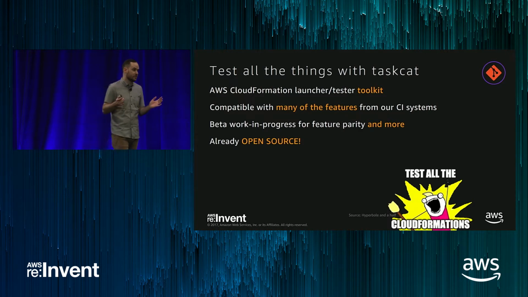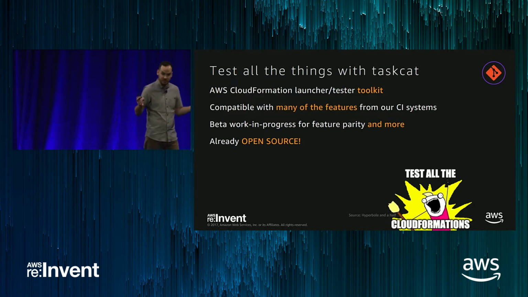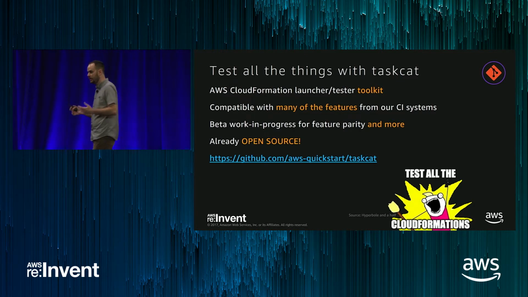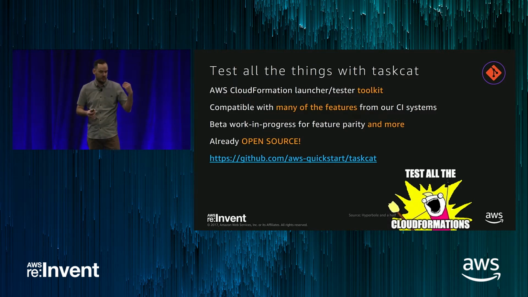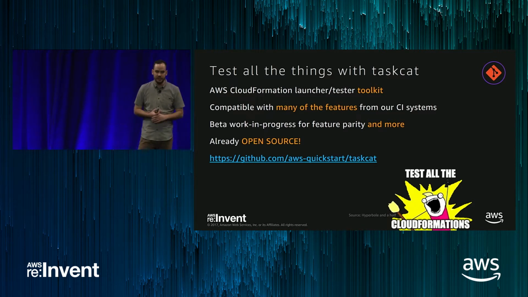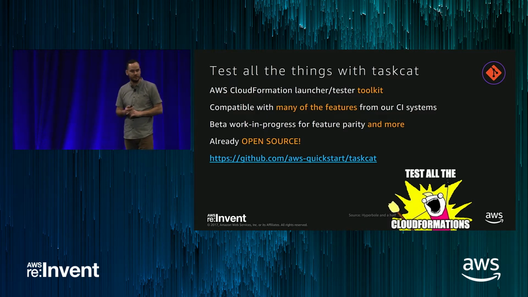But it's already open source, so we already are accepting pull requests. We're already working with partners to make it better. And it's available on our GitHub organization under AWS Quick Start Taskcat. So it's really, really easy, really cool to test a lot of the CloudFormations. Every time there's a change, your pipeline could pick it up, use TaskCat to run the tests, and then create a quick report of what passed and what failed.